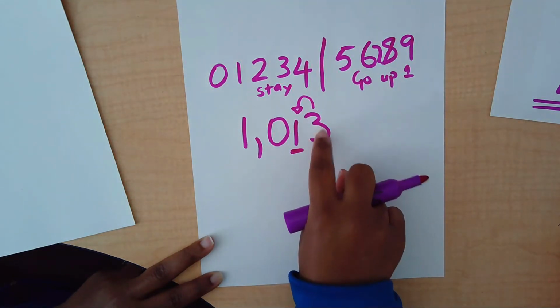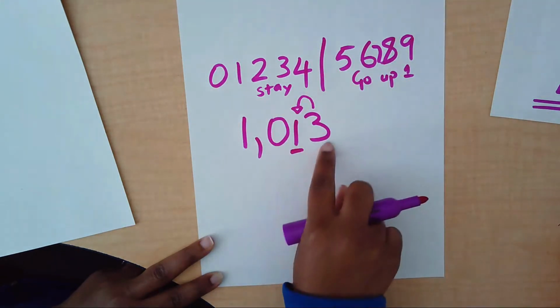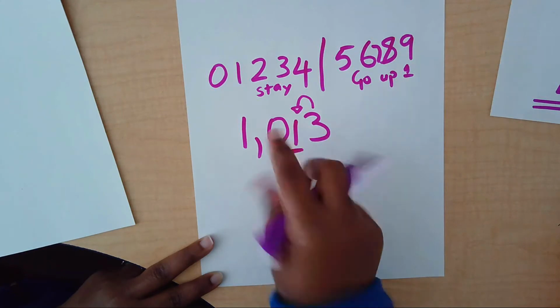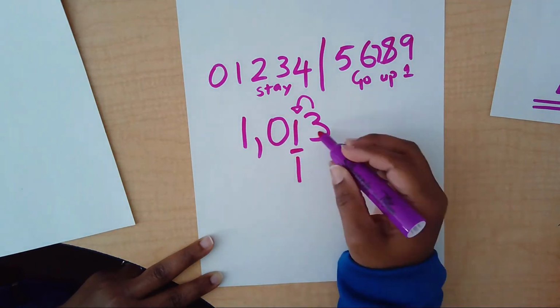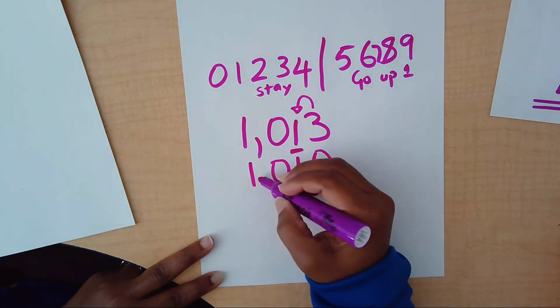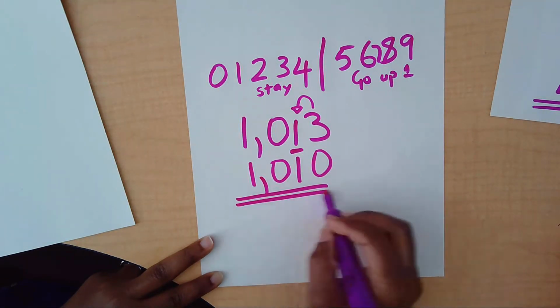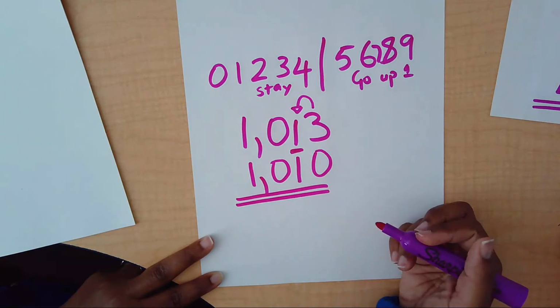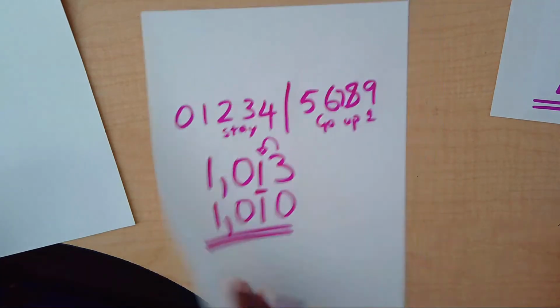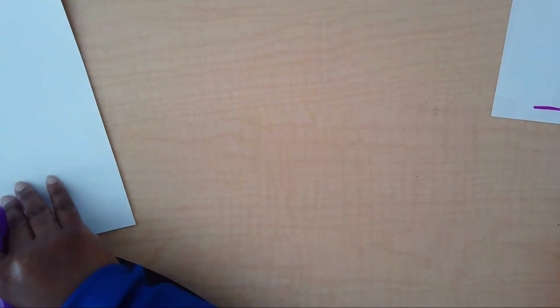3. Let's find 3 here. Where is the number 3? Well, 3 is by stay. So 3 is telling 1, you need to stay. What happens to this 3 becomes 0, and we bring everything back down. Now we've rounded 1,013 to the nearest 10, and it has become 1,010. Let's do another example of rounding to the nearest 10.